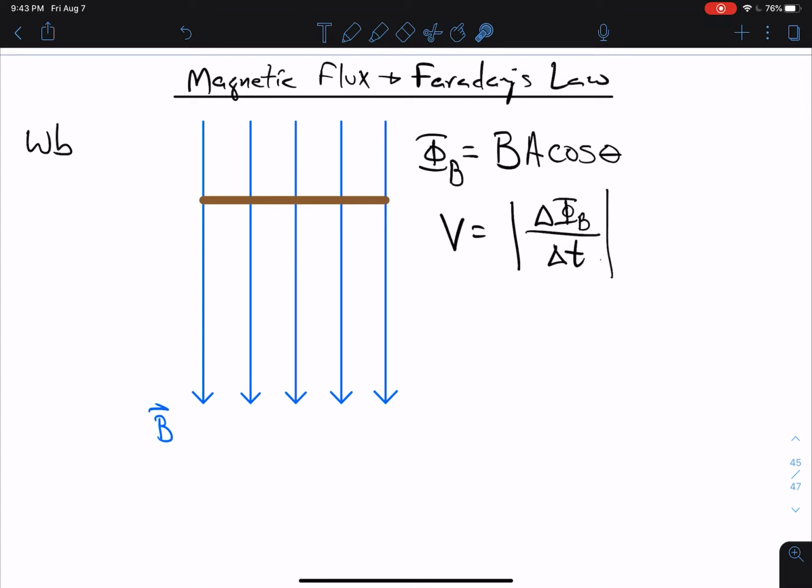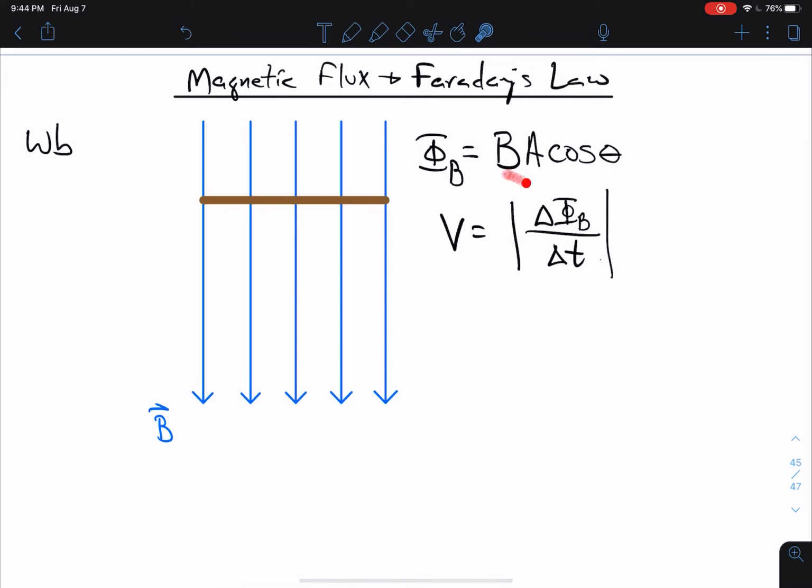Now, some electricity is generated through chemicals. There's some that's generated using solar panels. But I believe it's still the case right now that most of the electricity generated in the world comes from Faraday's law. And that means you've got to change the magnetic flux passing through some kind of loop. And there's three basic ways to do that.